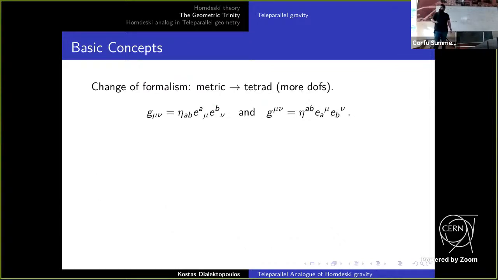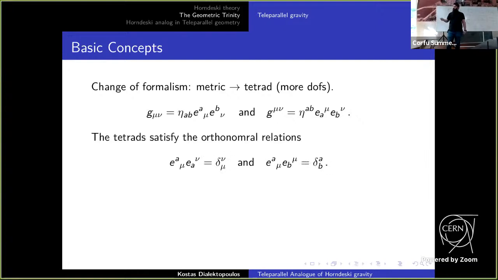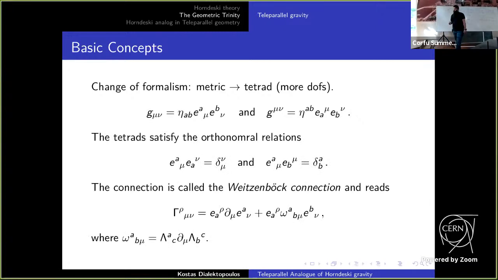Okay, some notation information. The dynamical field in the theory is the tetrad, and the relation with the metric is given by this, and these are the inverse tetrad and inverse metric relations. Of course, the tetrad satisfies some orthogonality relations, and the teleparallel connection is given by this formula. So this is not the Weitzenböck connection. The Weitzenböck connection would be when this spin connection would be zero. This is just a Lorentz connection.